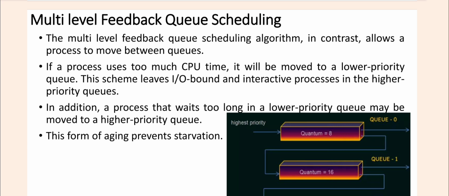It is very similar to multi-level queue scheduling, but in this, processes can move between the queues. The process can move between the queues, which is more efficient than multi-level queue scheduling. So in multi-level feedback queue scheduling, the processes are divided into multiple queues based on the priority level. In addition, processes can move between the queues based on their behavior and needs.